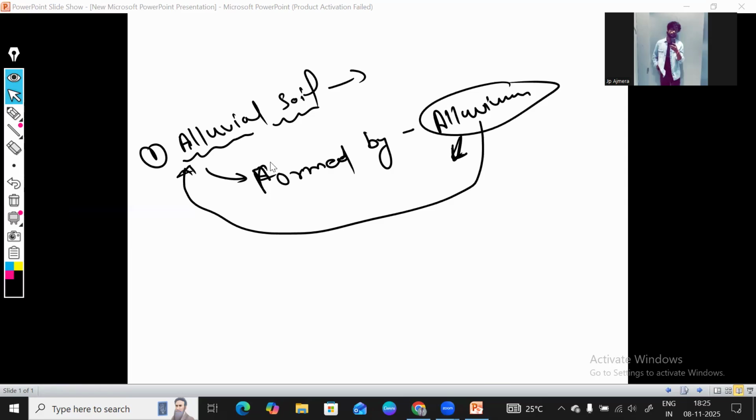Alluvium is the material or sediment that is deposited by water. By alluvium, that soil is formed that is known as the alluvial soil. Dominant clay mineral.